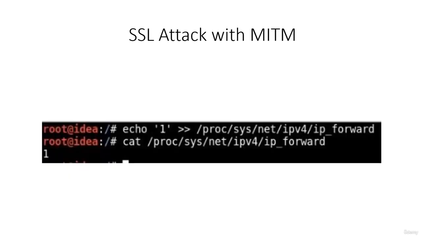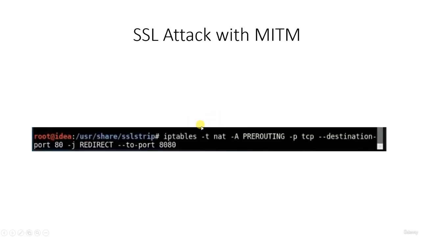As you can see, this command is for opening up the forward property. Then what we're going to do is use iptables -t nat -A. So we're going to enter the iptables command into the terminal. As you can see, the destination port would be 80 and it will be redirected to the port of this.